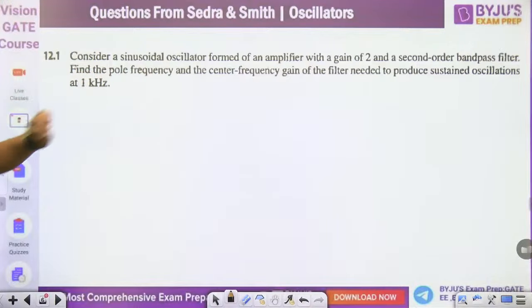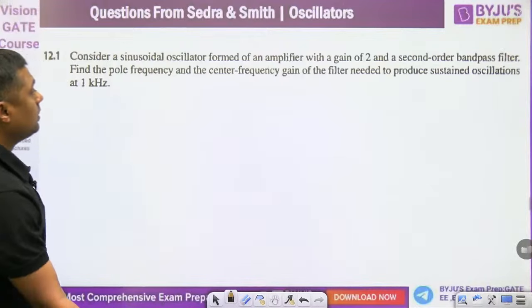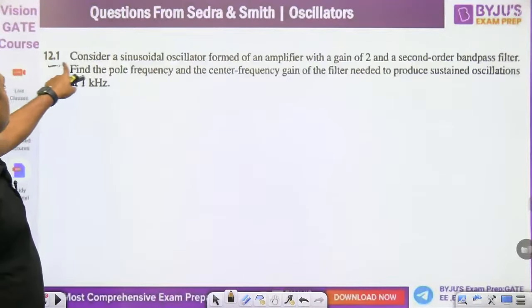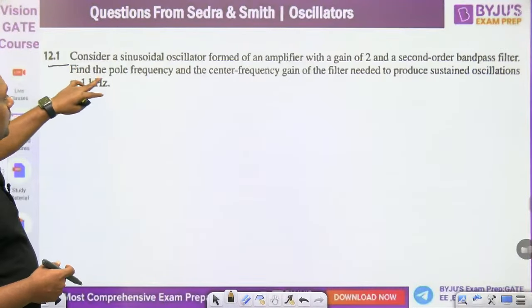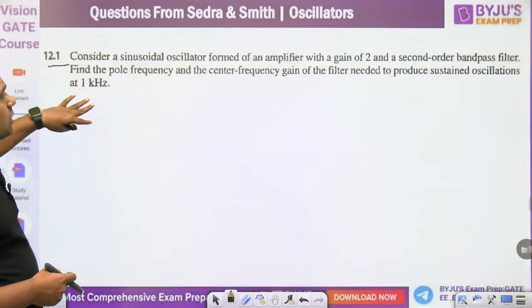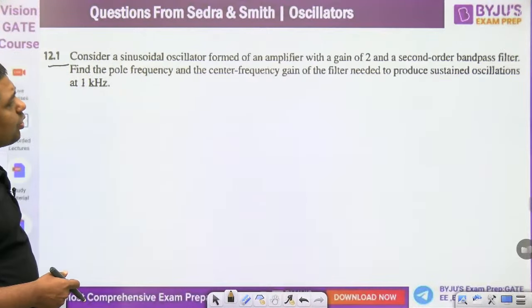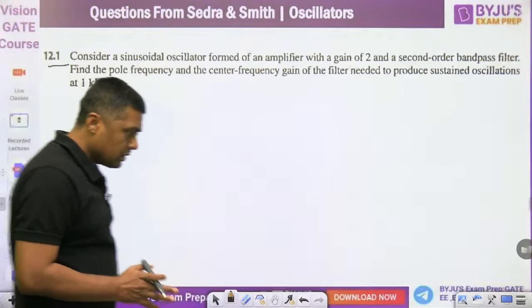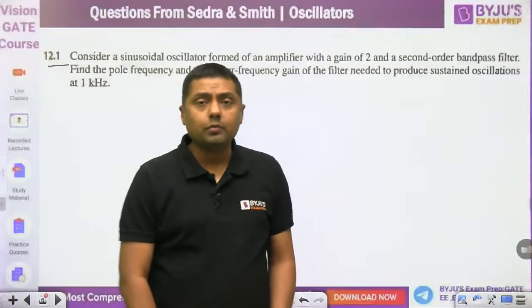Consider a sinusoidal oscillator formed of an amplifier with a gain of 2 and a second order band pass filter. This is question number 12.1 from chapter 12. Find the pole frequency and center frequency gain of the filter needed to produce sustained oscillation at 1 kilohertz. Sustained oscillation at 1 kilohertz, guys. That is the question. What will be the answer?